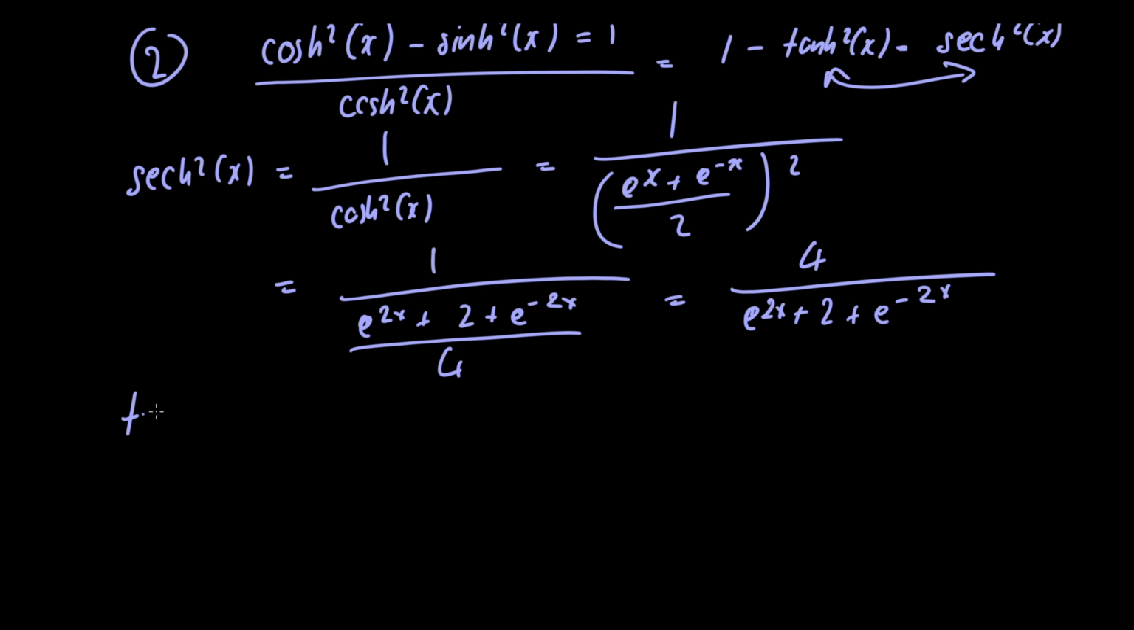Now let's figure out what hyperbolic tangent squared of x is. We know that we can rewrite this as hyperbolic sine squared of x divided by hyperbolic cosine squared of x.